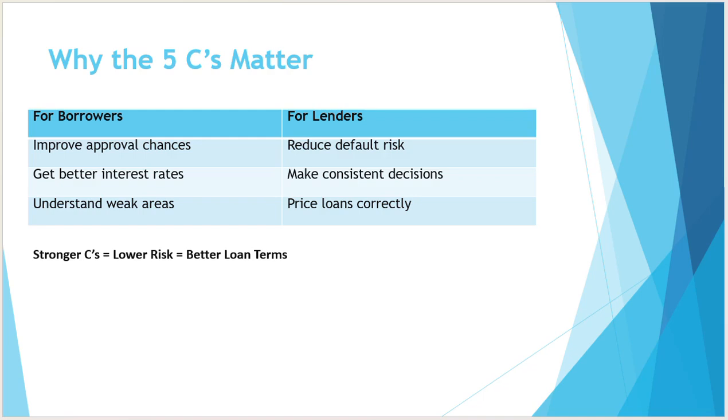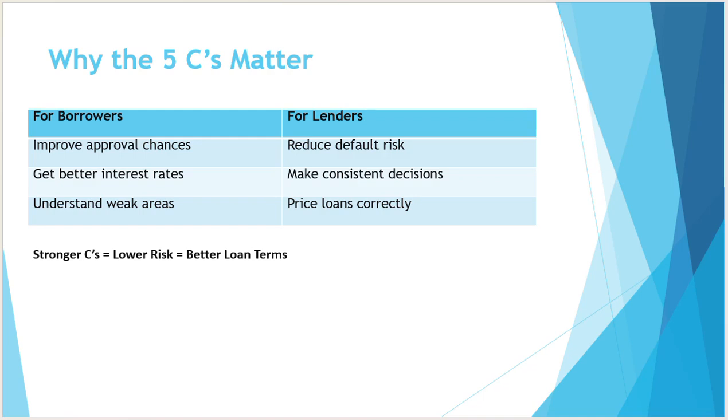Let's discuss the lender perspective. Reduce the default risk. There is a huge chance that the borrower will default and the bank or the lender will lose their entire investment. So the five C's, which are character, capacity, capital, collateral, and conditions, will help them to reduce the default risk.